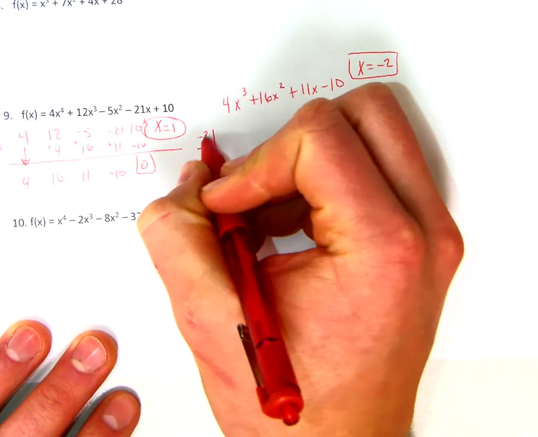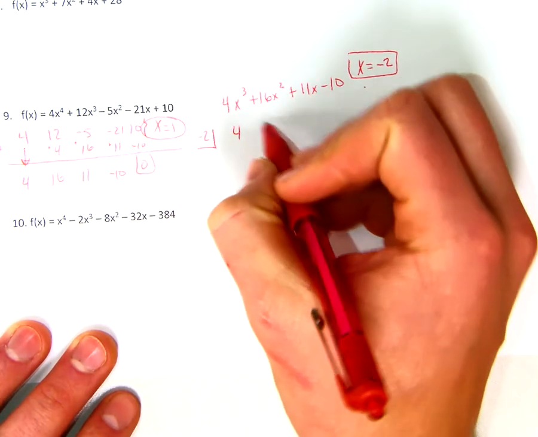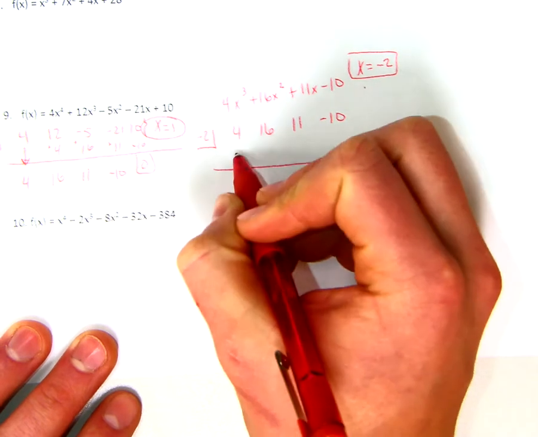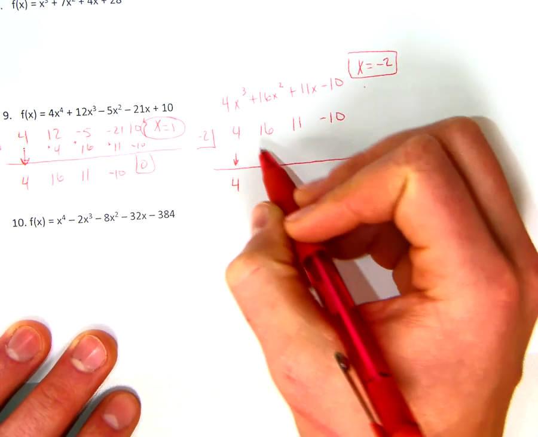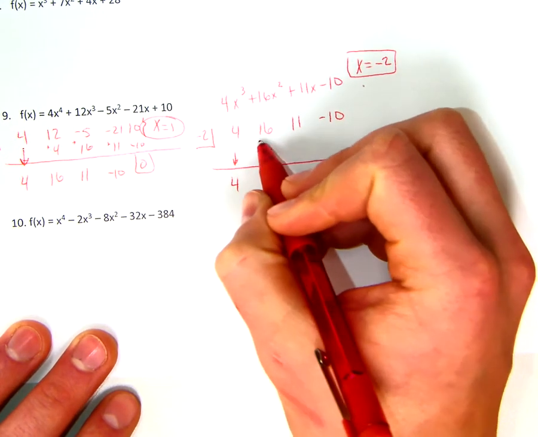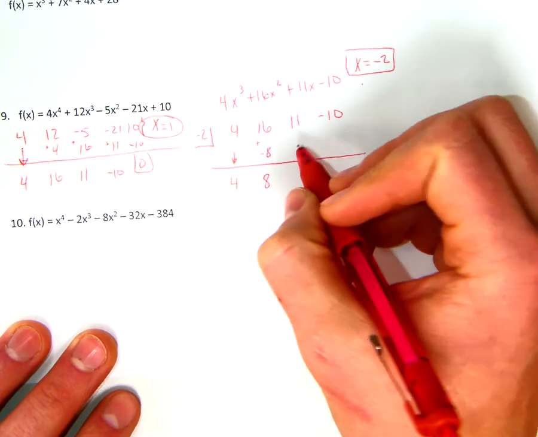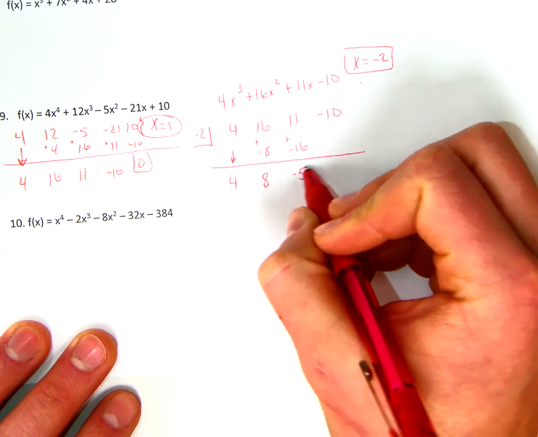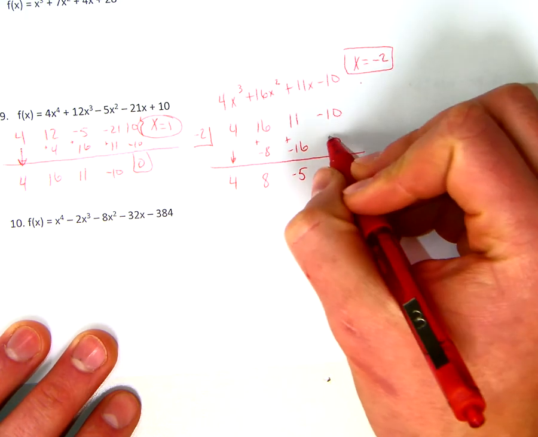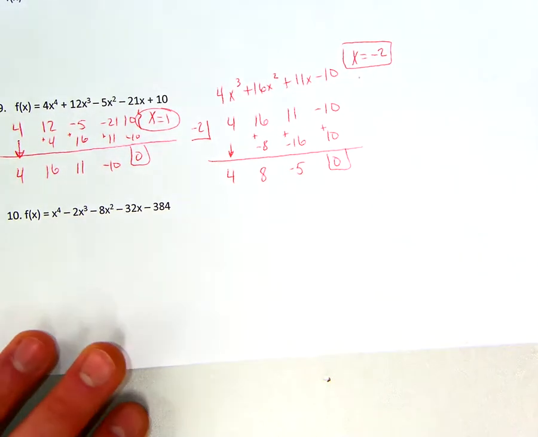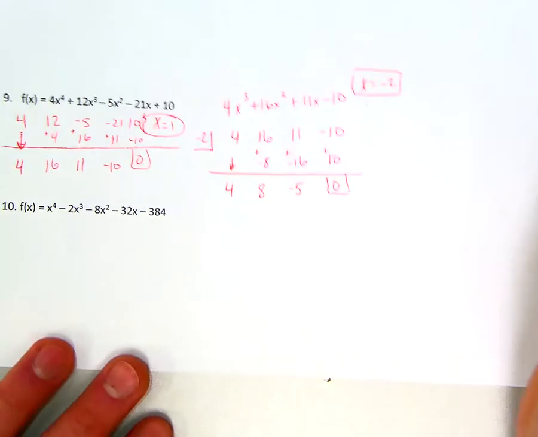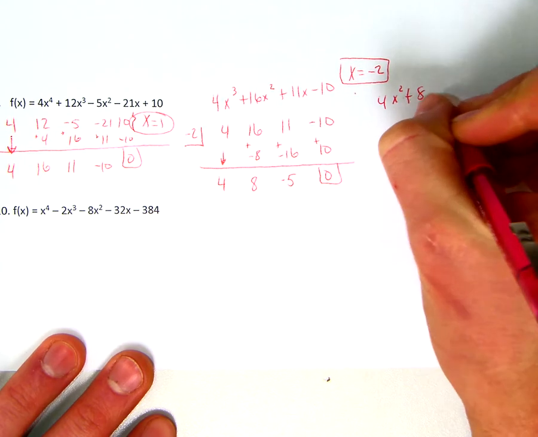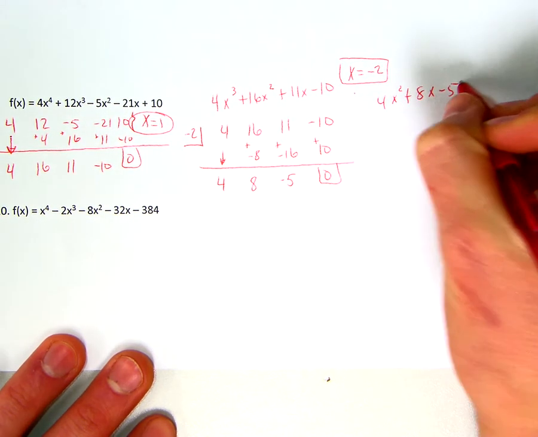So I just do the same process now. Negative 2 is there. I have 4, 16, 11, and negative 10. Drop the 4 down, and 4 times negative 2 is negative 8. 16 plus negative 8 is 8. 8 times negative 2 is negative 16. 11 plus negative 16 is negative 5. Negative 5 times negative 2 is a positive 10. I have 0 again. This time with the depressed polynomial, I have 4x squared plus 8x minus 5.